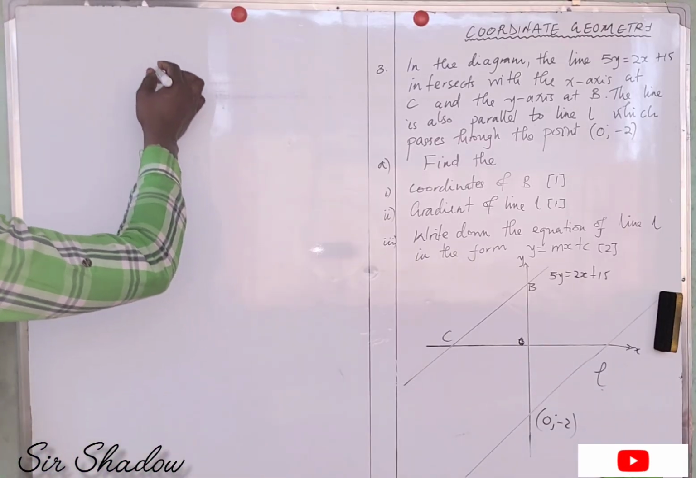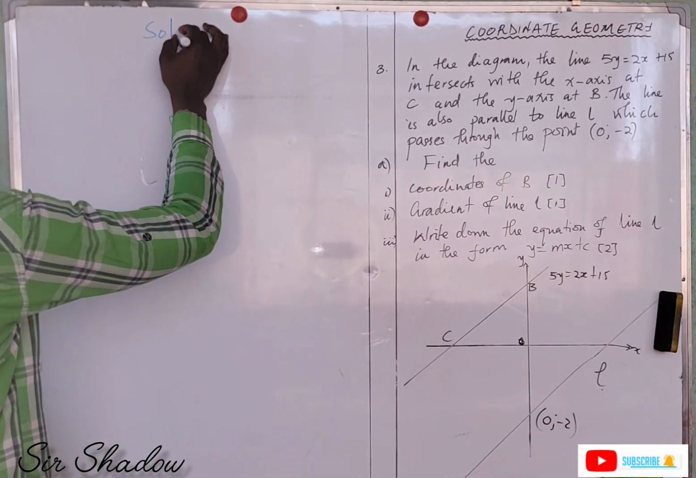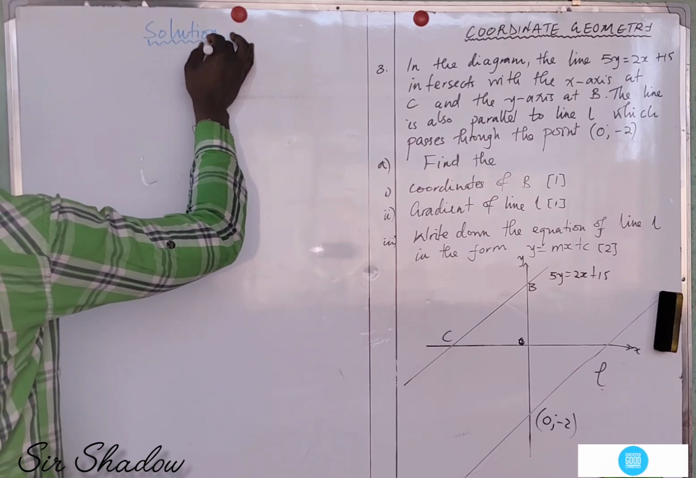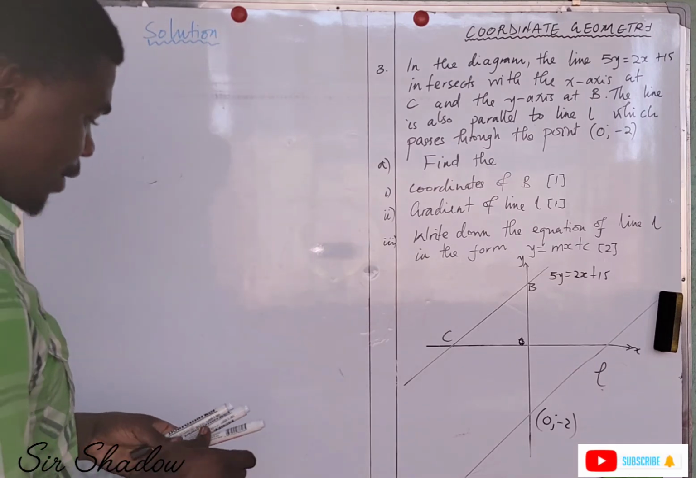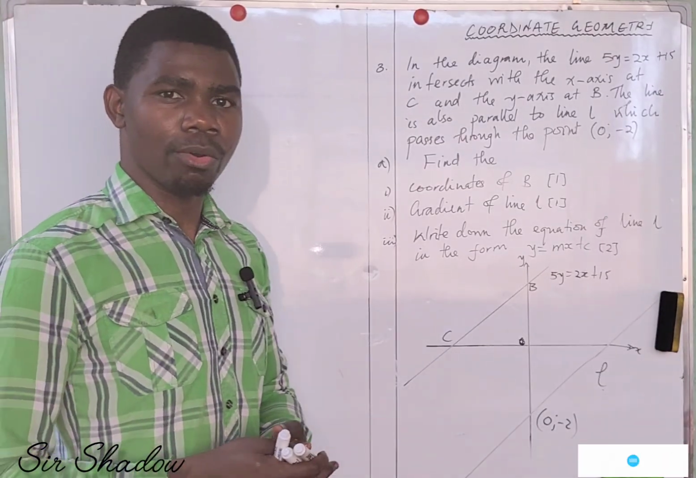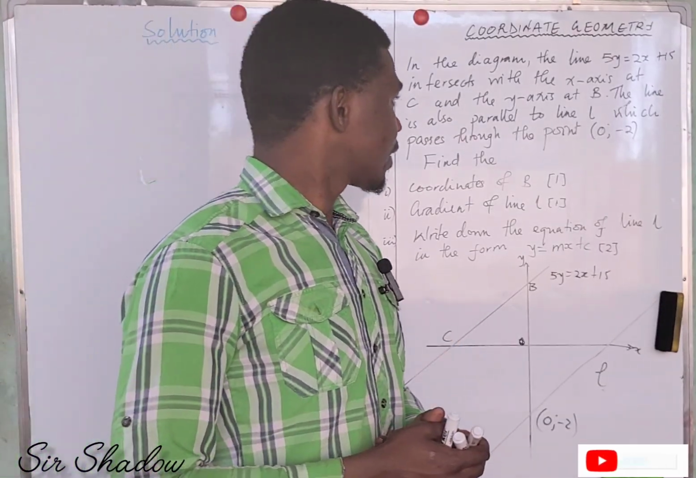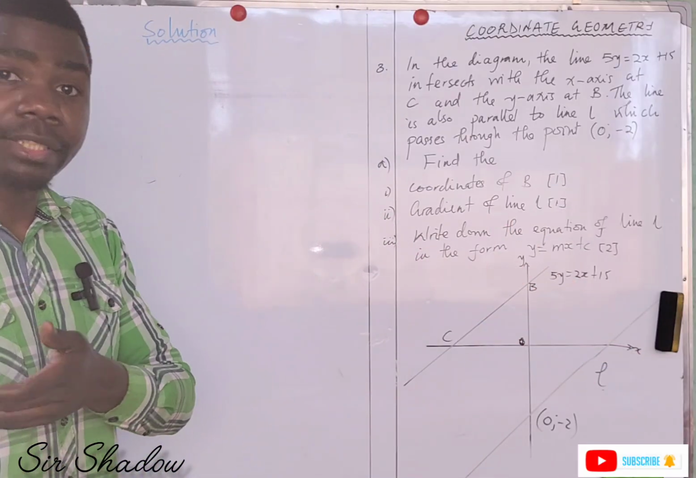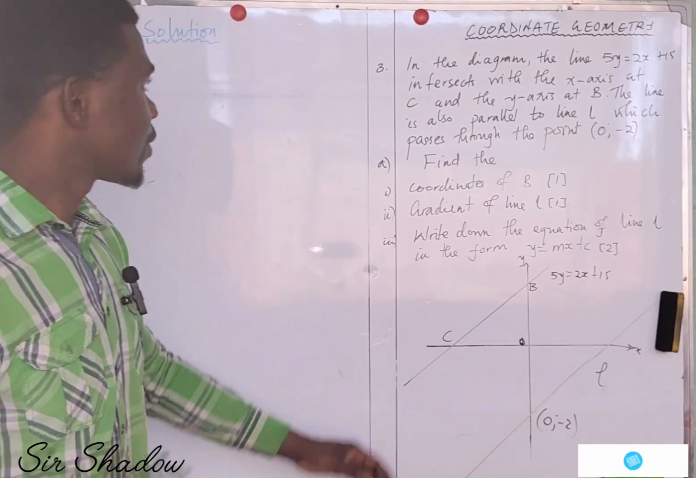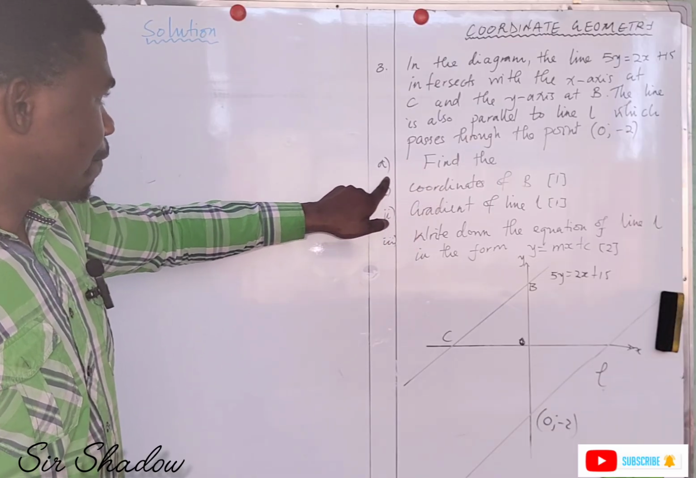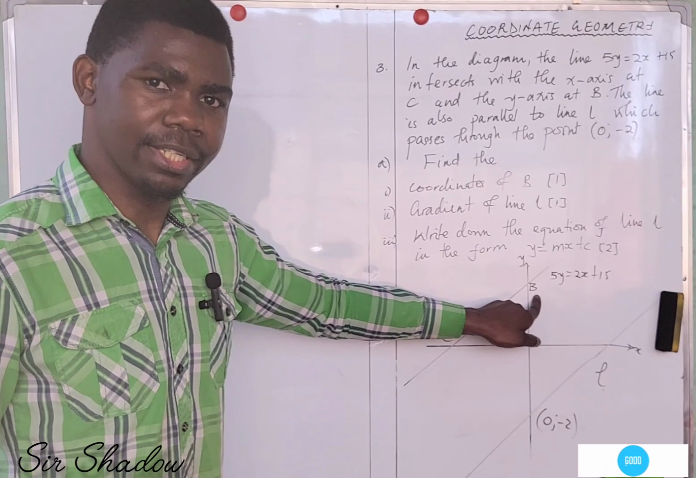All right, let's focus on the solution, on how best we can deal with this type of question. Whenever we are dealing with coordinate geometry, basically it's all about the coordinates and the equations of a line, gradient, etc. So let's attack the first part. Find the coordinates of B.